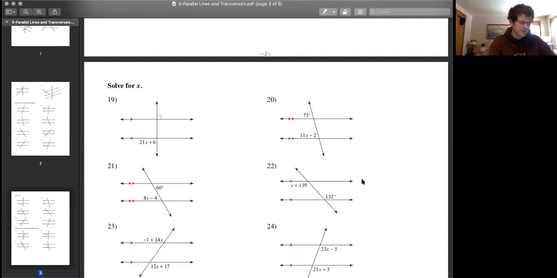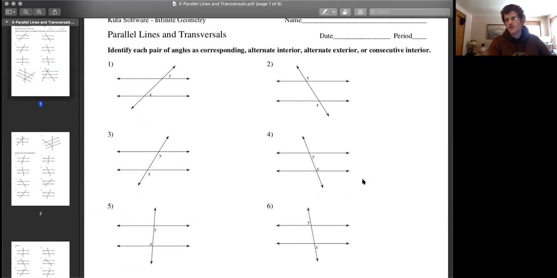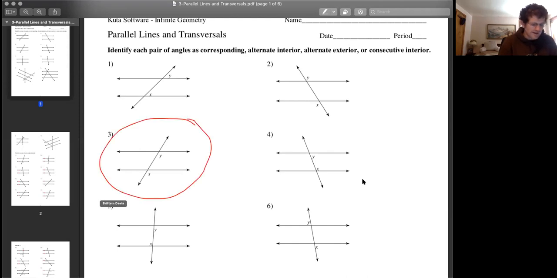If you have any questions about anything, we can go through more than what we're going to do as a class. But let's start just by naming some angle relationships. Remember, the faster you guys respond, the less time we have to sit in class. But let's just start with number 3. What would you call that?